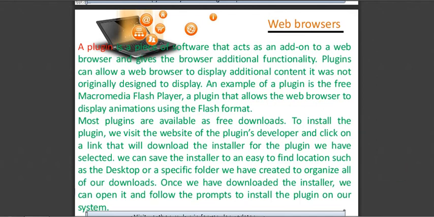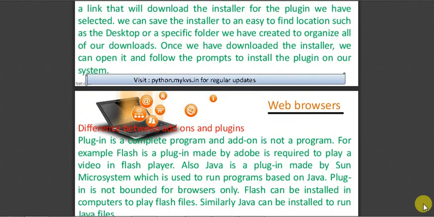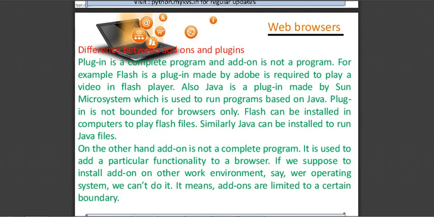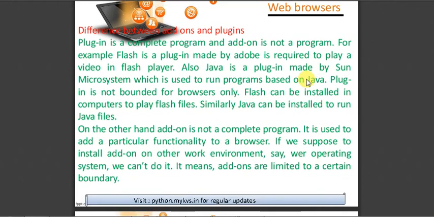Now we are coming to the difference between add-ons and plugins. That is also very important. A plugin is a complete program and an add-on is not a program. For example, Flash is a plugin made by Adobe, required to play a video in Flash Player. Also, Java is a plugin made by Sun Microsystems, which is used to run programs based on Java. If this particular plugin is not available in your browser, in that case Java won't run.